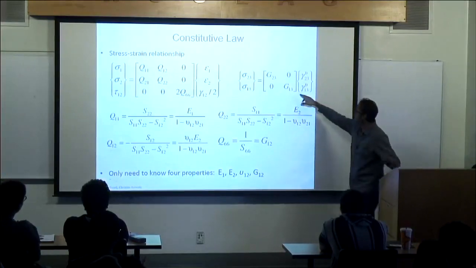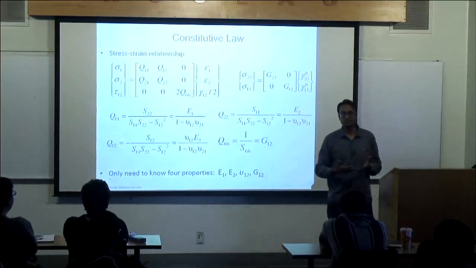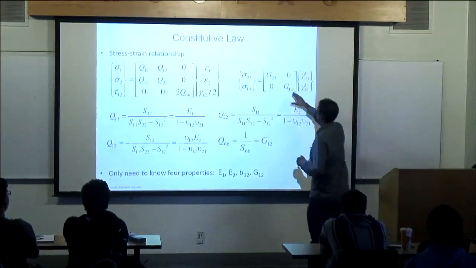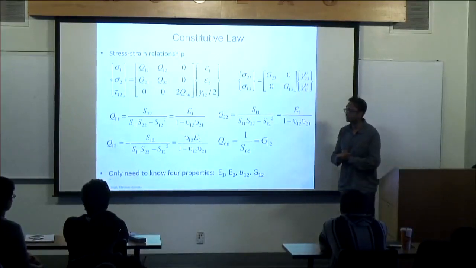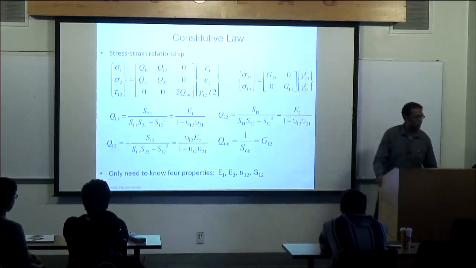And then also the shear modulus can be measured by using a test called Iosipescu testing. That'll give you G23 and G13. So I can measure these values, okay, in a lab environment. So with that, I have the Qs completely represented.